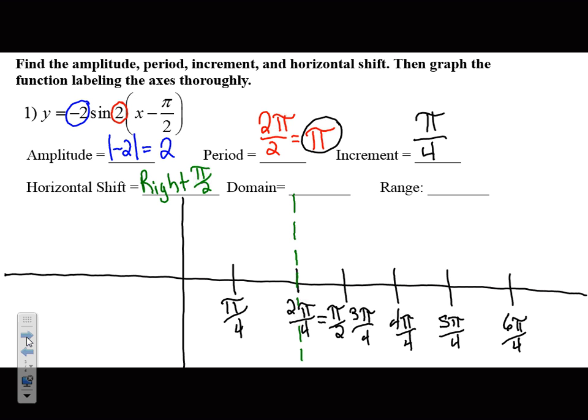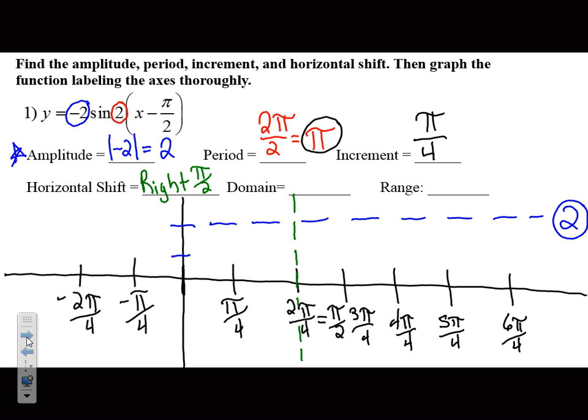Now I have to go 4 to the left. If I look, I've moved to the right, so I already have 1. Pi over 4 is my first one. 0 counts as a point, so I have 2. I only need 2 more. So I'm going to have negative pi over 4 and negative 2 pi over 4. Once I have that done, I can fill in my amplitude. My amplitude is 2, so I'm going to go up 2. Make sure you put your label on that. And then I'm going to go down 2. So this is going to be negative 2.